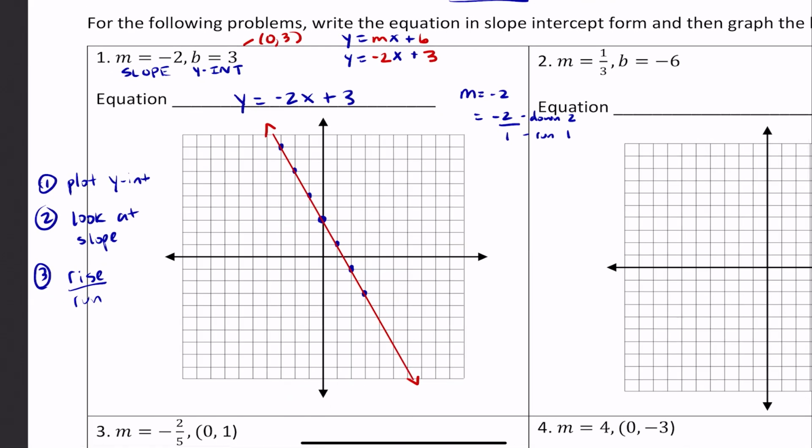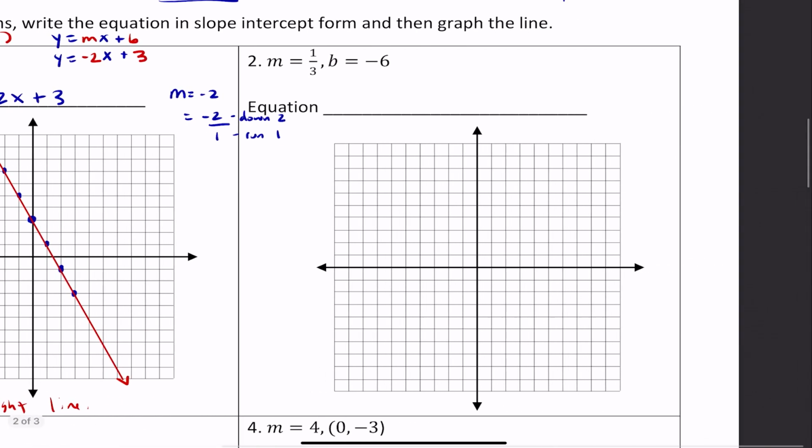Again, it should look like a straight line, okay? So y equals mx plus b. When you're graphing that, it should give you a straight line, just like what we have here, okay? All right, let's go ahead and take a look at this.